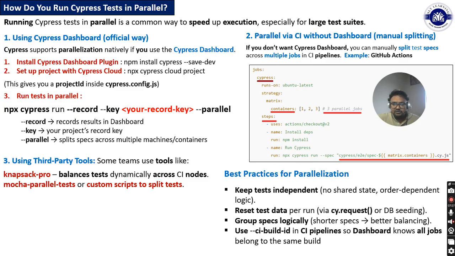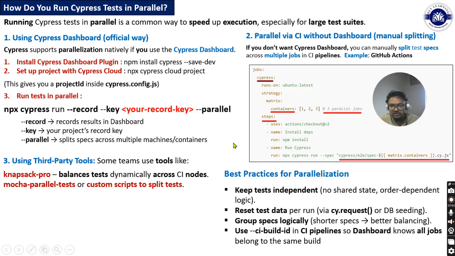Okay, then use the CI build ID in a CI pipeline, so the dashboard knows all jobs belong to the same build. So this is the command you should use in CI pipelines. When you run these, you need to use --ci-build-id, which lets the dashboard know that all the jobs belong to the same build. This will give you the build number, and tell you for which build these automation test cases have been executed. Okay, so these are the different ways.